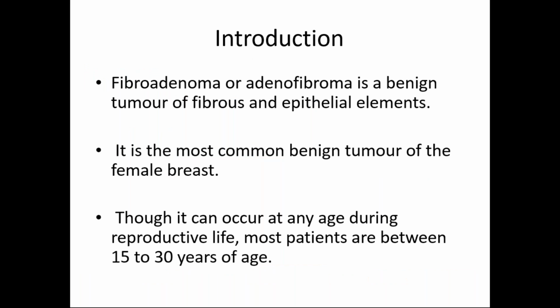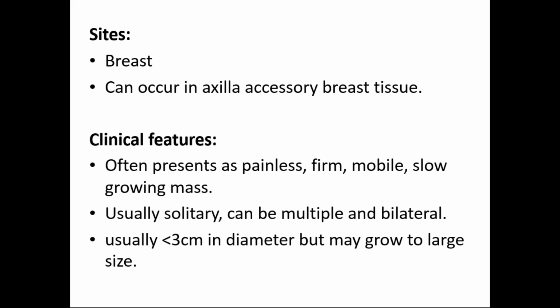So it is a benign lesion of terminal duct lobular units having fibrous and epithelial elements, and it is the most common benign tumor of the female breast. Most commonly it occurs in the age group of around 15 to 30 years. The most common site is the breast, and sometimes it can also occur in the axillary accessory breast tissue.